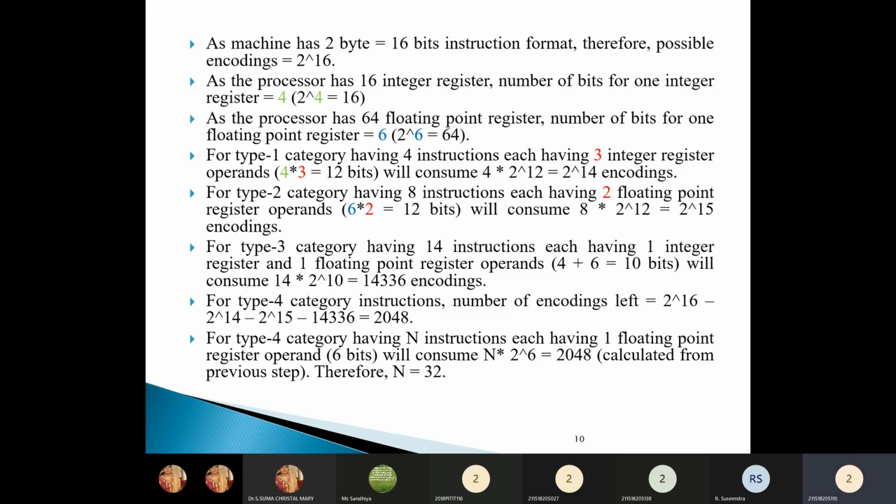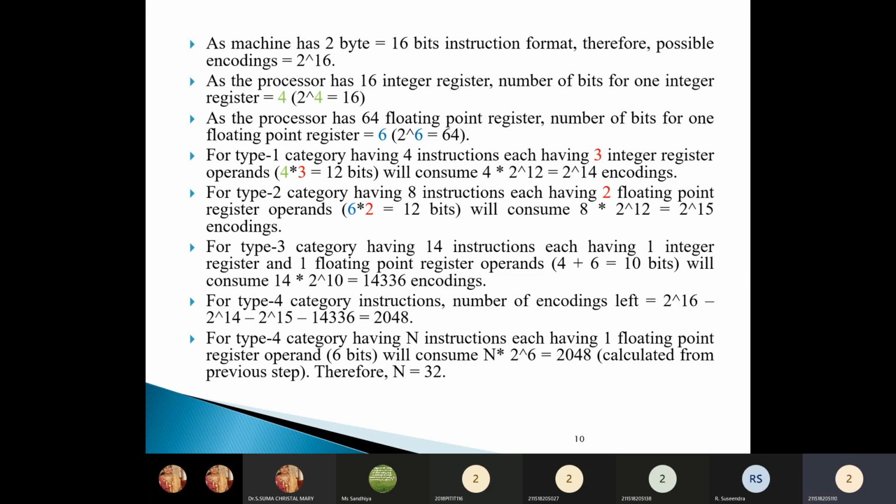And now coming to the next, for type 4 category instructions, the number of encodings left is 2048. That is 2 power 16 minus 2 power 14 minus 2 power 15 minus 14,336, which we got in type 3 category. For type 4 category, having n instructions, each having one floating point register operand, 6 bits, will consume n into 2 power 6, that is 2048. Calculated from the previous step, we know that 2048 is the previous step answer. Therefore, n is equal to 32.